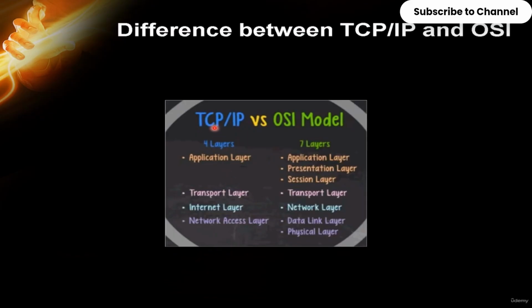If you see TCP/IP, it operates with 4 layers. From the bottom, the network access layer combines the data link layer and physical layer of the OSI model. Then the internet layer works according to the network layer, that is, sending and receiving of packets. The transport layer works with the same methodology as the OSI transport layer. Finally, the application layer operates as the session layer, presentation layer, and application layer.